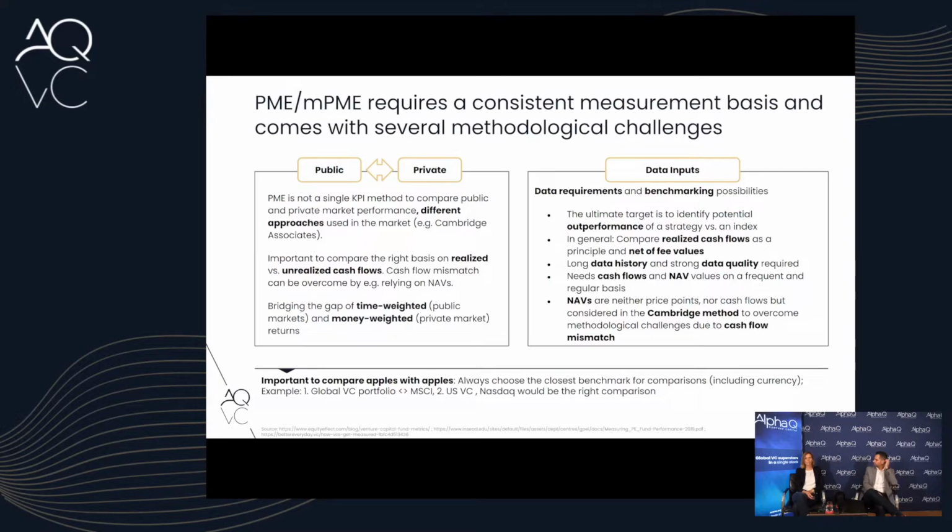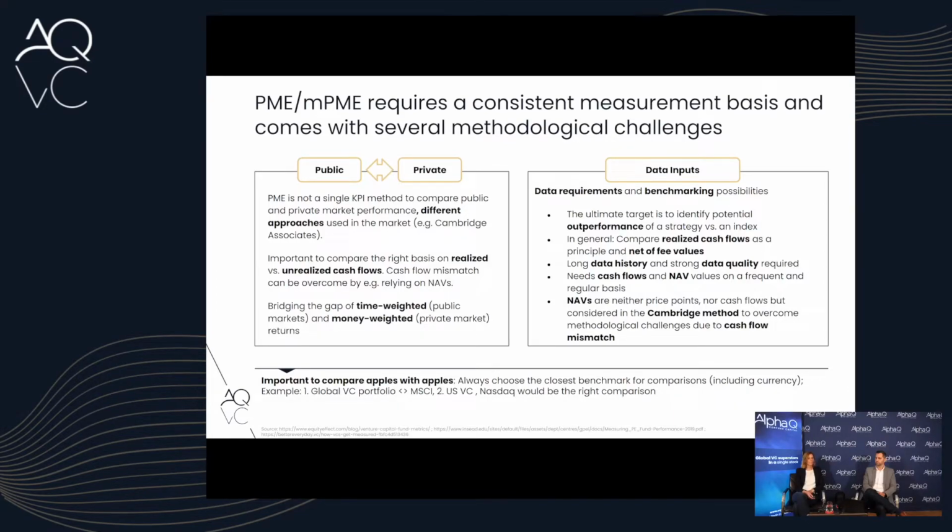But there is an issue because not always, and actually most of the time, realized cash flows between venture capital and let's take a public market index don't match, which is also commonly known as the negative NAV or shortness issue. And as Amir already outlined, Cambridge Associates is one of the primary data providers when it comes to benchmarks. And they also modified this method, which is called the modified PME, and actually use the net asset value as a concept to overcome this gap.